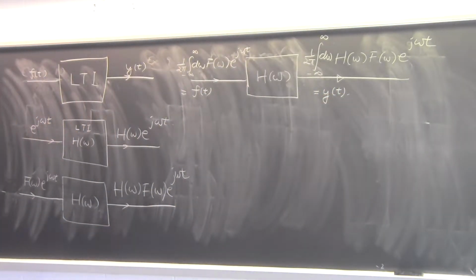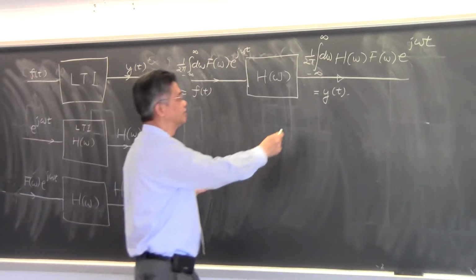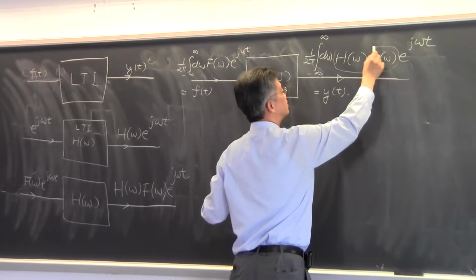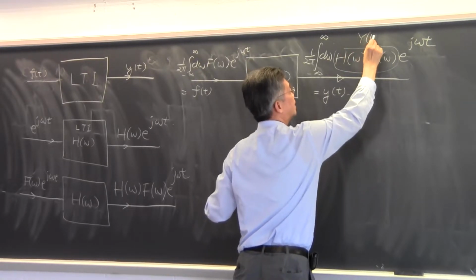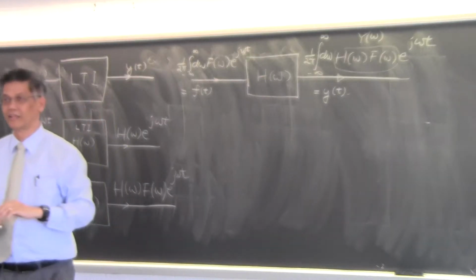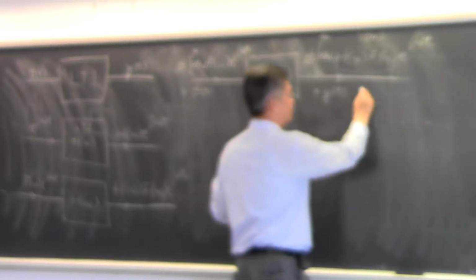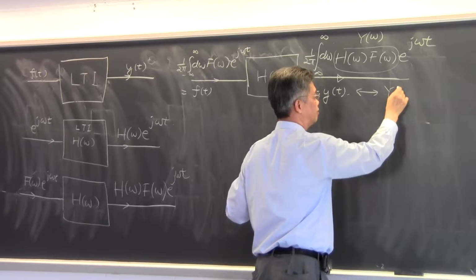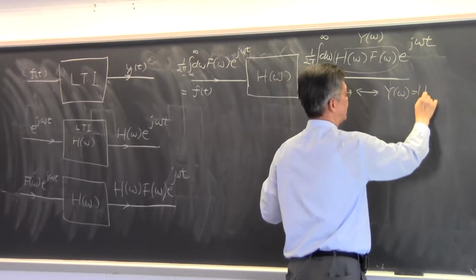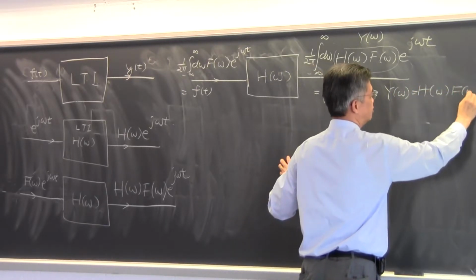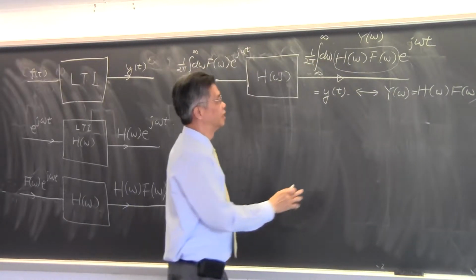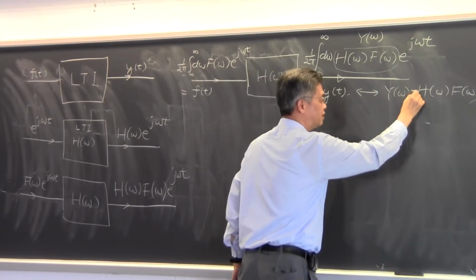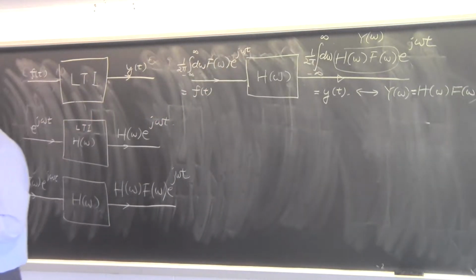Okay, y of t, which is what we had in the first picture over here. But if you look at the integral, it's the Fourier inverse transform of this thing. This thing should be y of omega. Right, that thing should be y of omega. So you should have y of t translate to y of omega, which is equal to H of omega, F of omega. So you learn one of the important properties of convolution.